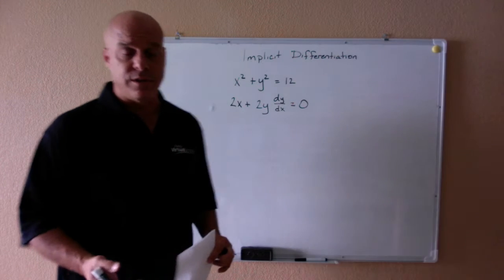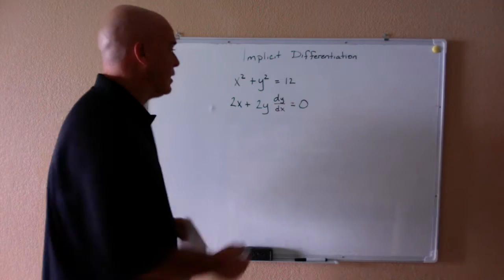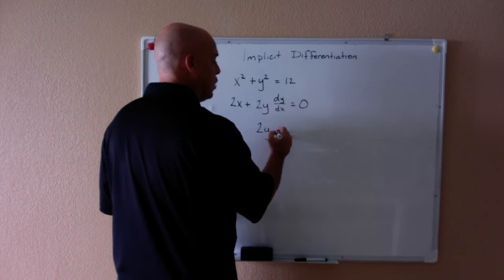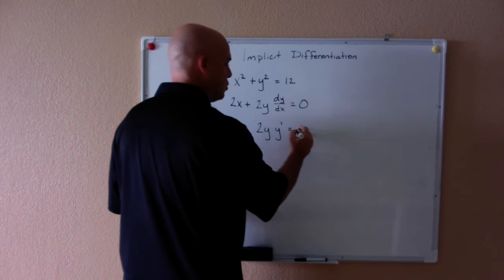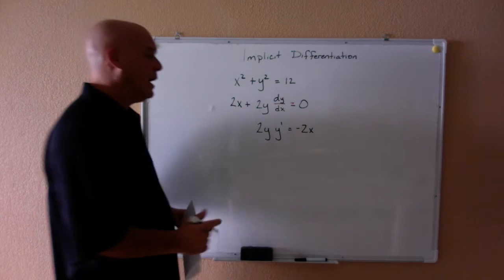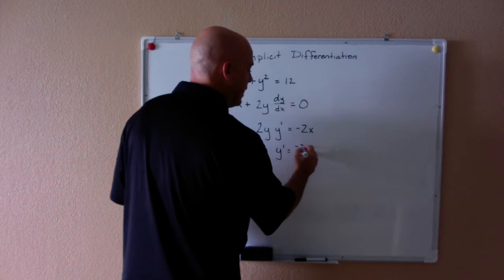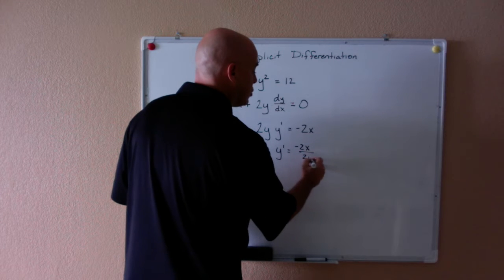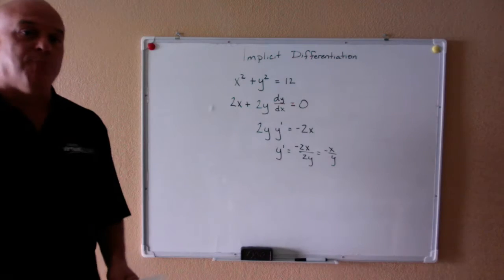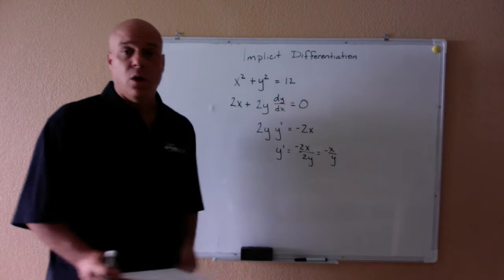The calculus part of this is done now, but I also need to go back and solve this for dy dx. So what I'm going to do is subtract 2x from both sides. That's going to leave me with 2y, and I'm going to go ahead and change my notation here to y prime. So I have 2y y prime equals negative 2x. I'm going to divide by 2y, and I get y prime equals negative 2x over 2y, which of course simplifies to negative x over y. There is my derivative for x squared plus y squared equals 12, solved for y prime.